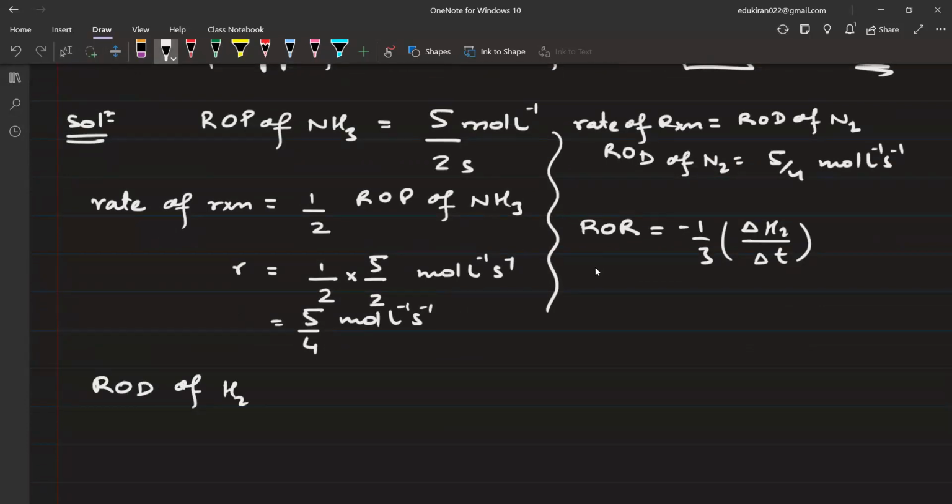What is ROD of H2? Tell me, rate of disappearance of H2. What will be the formula for rate of disappearance of H2? You don't know. You have to see the reaction, then you will tell.